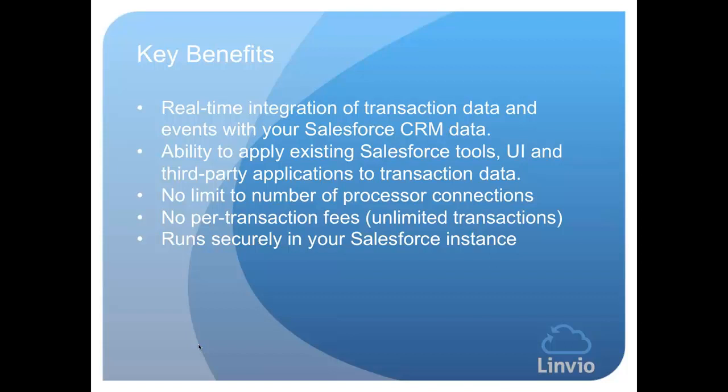You have the ability to apply existing Salesforce tools, the user interface, and third-party applications to transaction data. One of the biggest benefits is there's no limit to the number of processor connections. To use the system, you need to have Authorize.net or PayPal, basically a bring-your-own-gateway type of thing. So if you have an Authorize.net account and two PayPal accounts and you want to use them all in the same org, you can do that. No, we don't have a limit. Most of our customers typically use one processor connection, but you can have as many as you like.